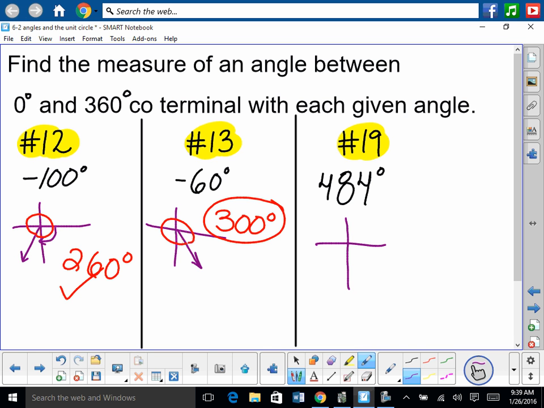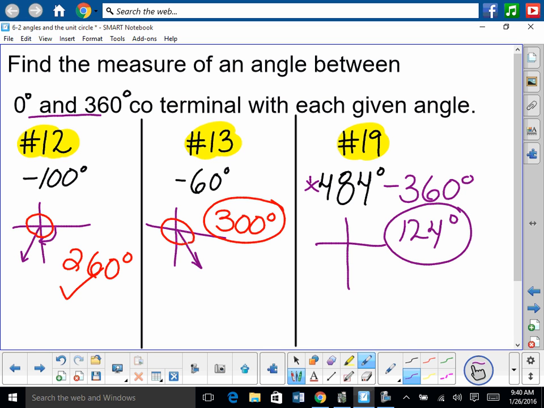Okay, this one. Yikes, I don't even want to draw it in. It's around more than once, right? So I don't want to draw it in. I know I can add 360 or subtract 360. Because I want the one between 0 and 360, I'm going to subtract 360. So 484 minus 360 degrees. Let's go around in a full circle in the negative direction. Do you get what I'm saying? 484 minus 360 is 124 degrees. That's a coterminal angle. It's going to land in the same spot as this. Does everybody see how to do this?